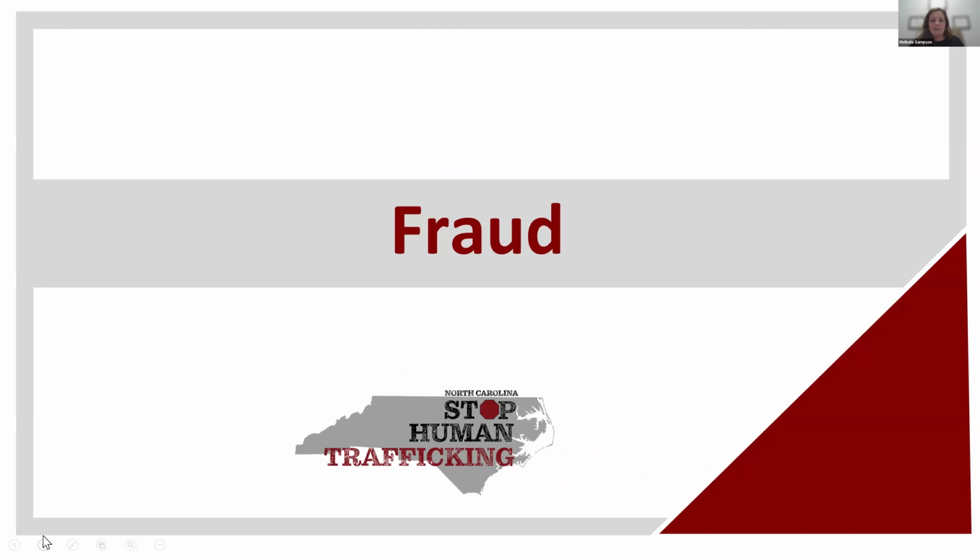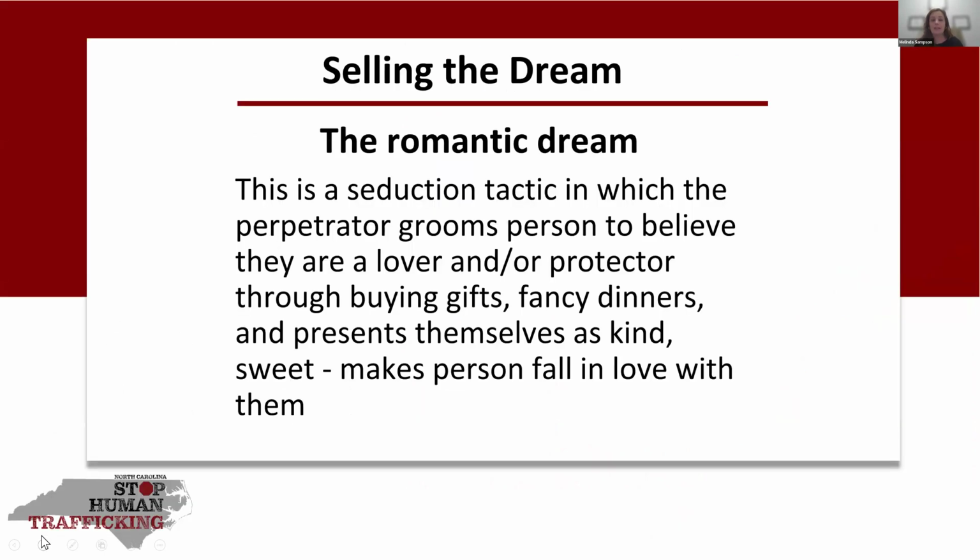So what does fraud look like? Fraud is really how many trafficking experiences begin. It's the grooming and recruitment part of the trafficking experience, and that's selling the dream. Selling the romantic dream typically happens in sex trafficking cases. But it can happen in labor trafficking as well, but it is mostly seen in sex trafficking. And this is a seduction tactic in which the perpetrator grooms a person to believe they're a lover or a protector. And they do that through buying gifts, fancy dinners, and they present themselves as kind and sweet. And that makes that person fall in love with them.